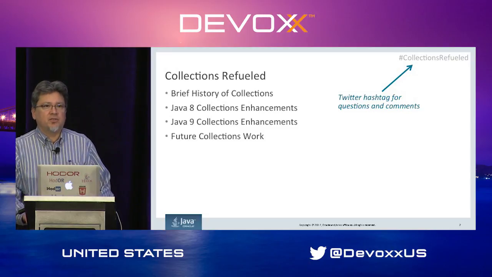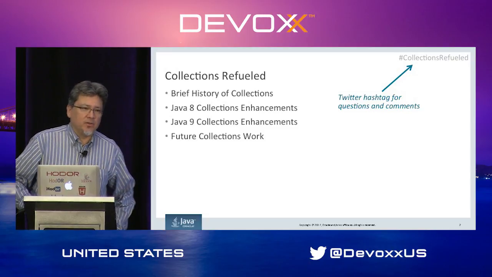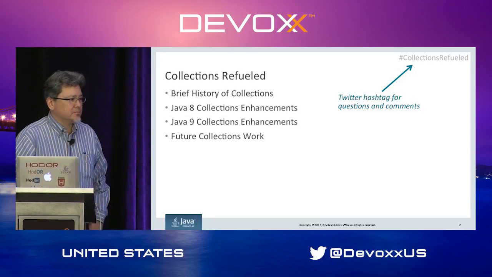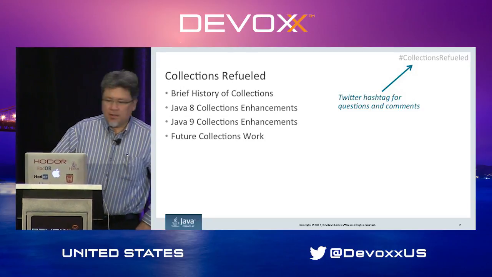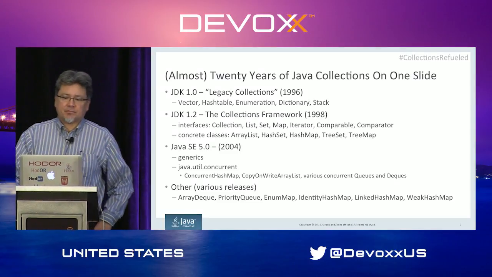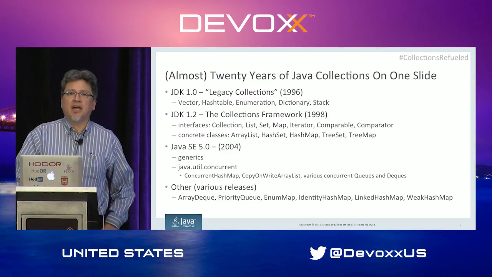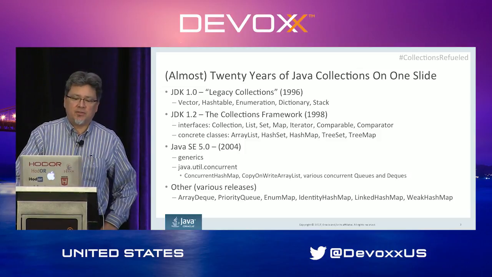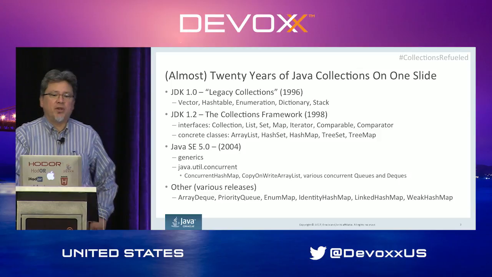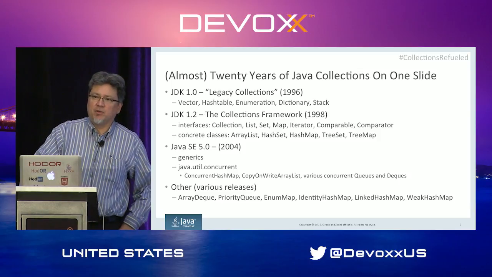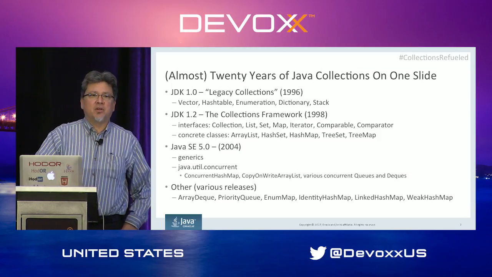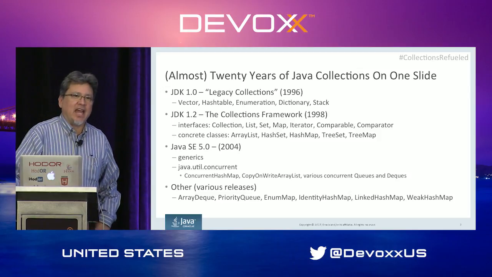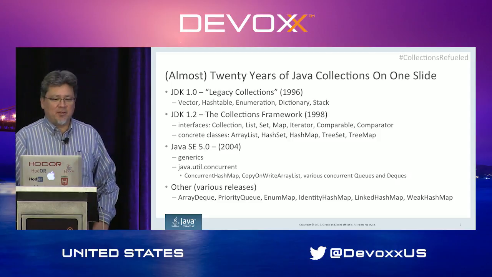All right, so history of collections. Java is now over 20 years old, and the collections framework is not quite as old as Java. It is almost 20 years old. Java 1.0 was introduced with what we now call the legacy collections. So there was no collections framework in the very beginning. There were the old things, Vector and Hashtable, as some of us call it.